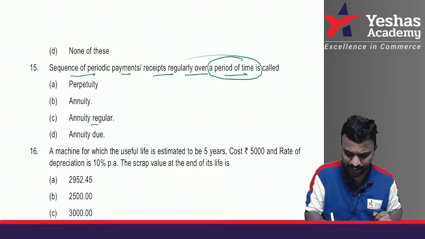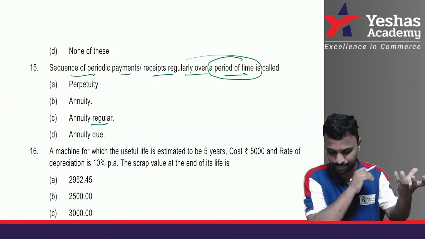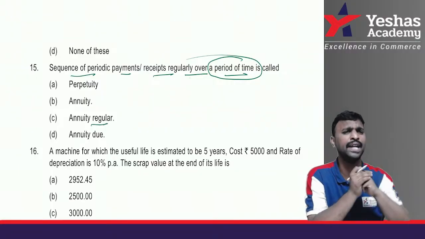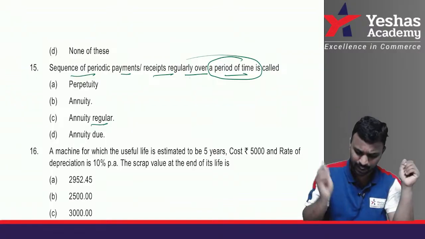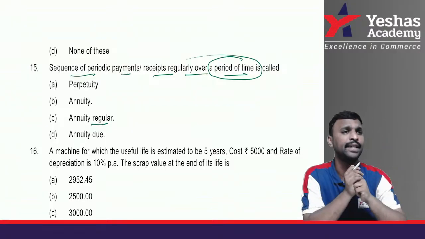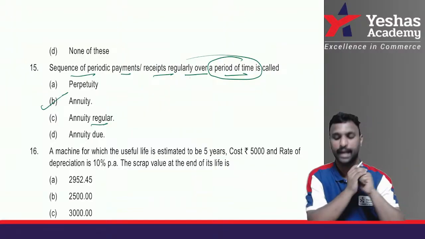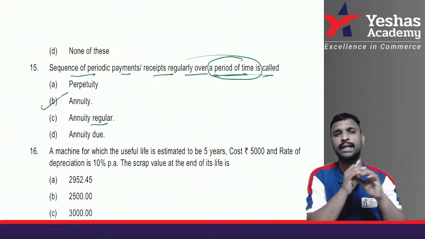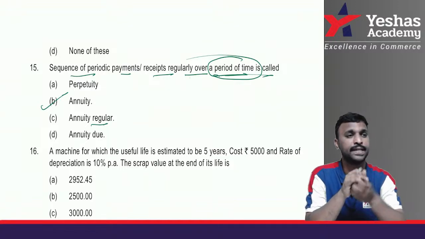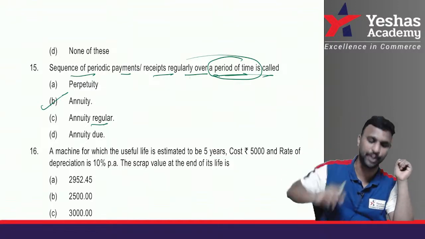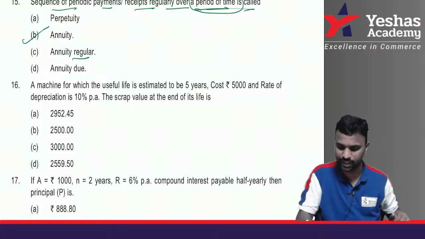Guys, they haven't specified whether the regular payment is made at the end of the period or at the beginning of the period. So you can't decide upon annuity regular or annuity due. What you can confidently say is it is annuity. Had it been for an indefinite number of periods, definitely it would have been perpetuity. Have you understood? Moving on to the next question.